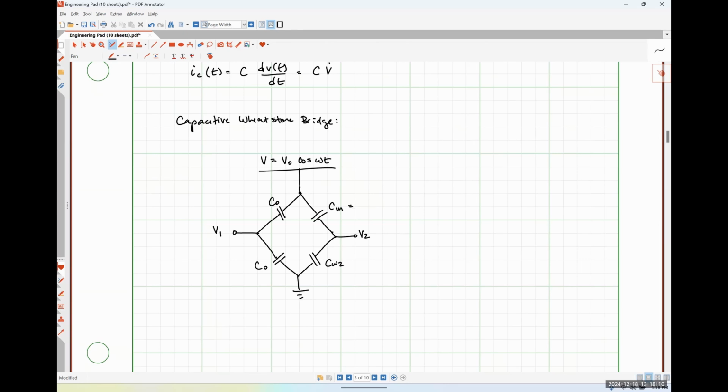So CW1 is epsilon A over D minus X, and CW2 is epsilon A over D plus X. What would our output voltage, V out, which is equal to V2 minus V1, be for this particular case?